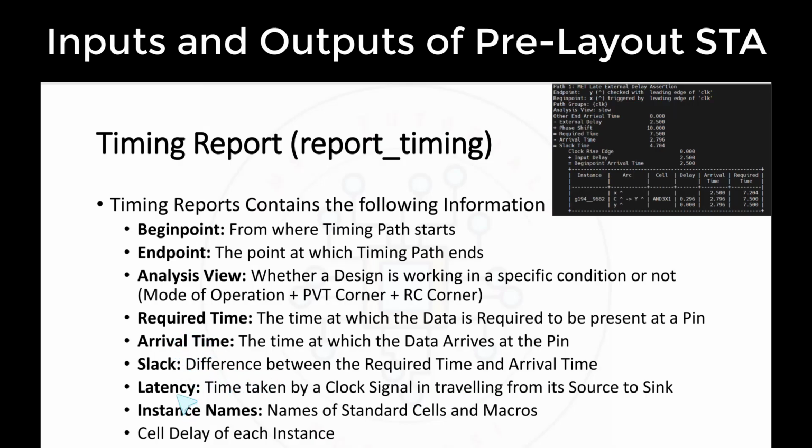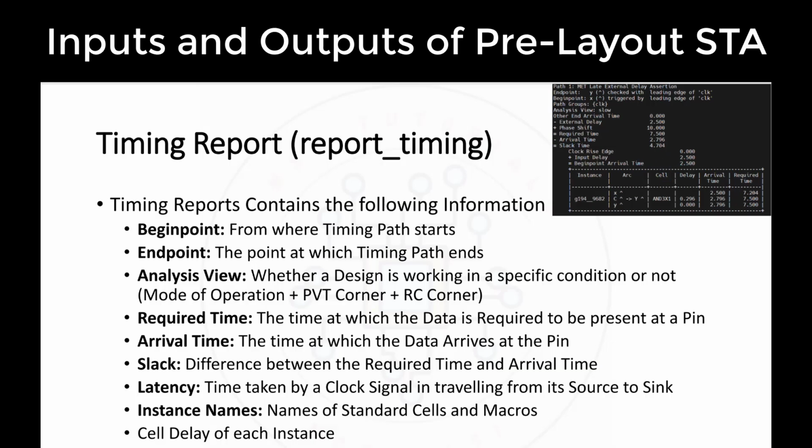Coming to latency, generally latency is of two types, that is source latency and network latency. The time taken by a clock signal in traveling from its source to the sink pin is called latency. Source latency and network latency we will see in the next video. Coming to instance names, these are names of standard cells and macros, and the cell delay of each instance. So these are the basic terminology that will be present in this particular timing report.